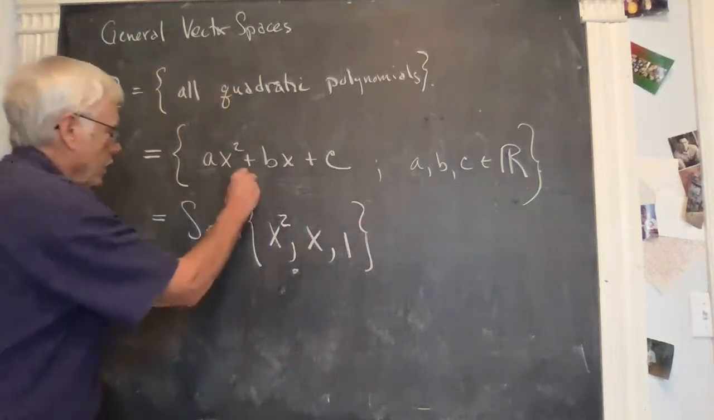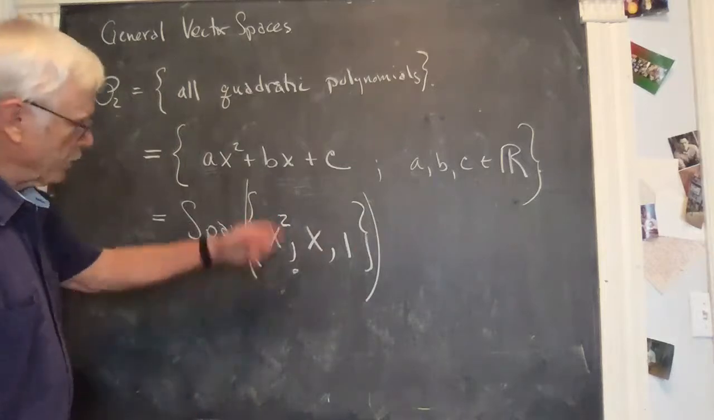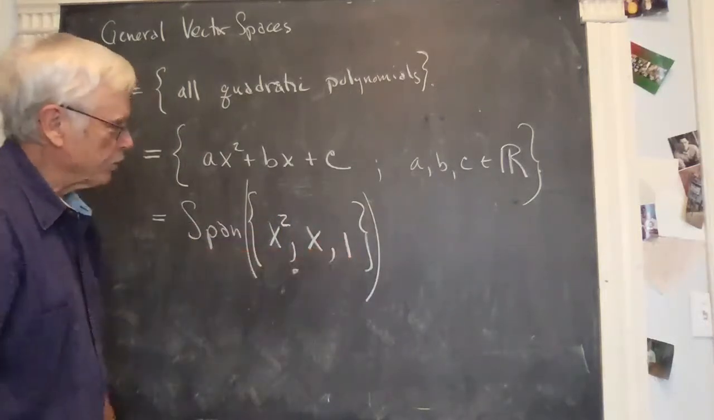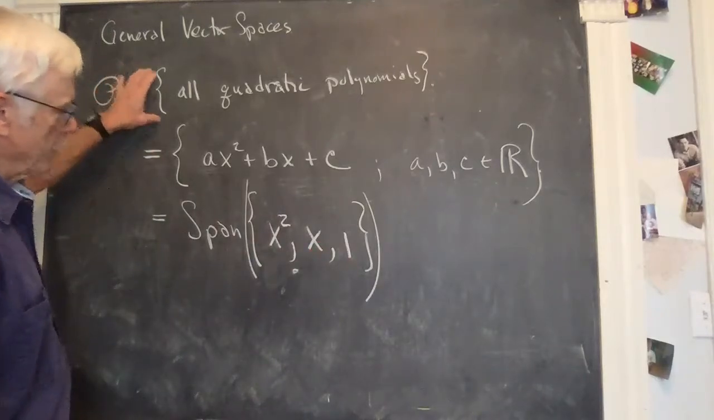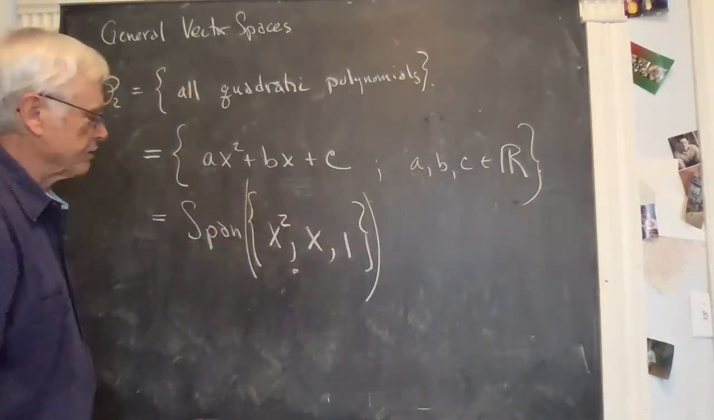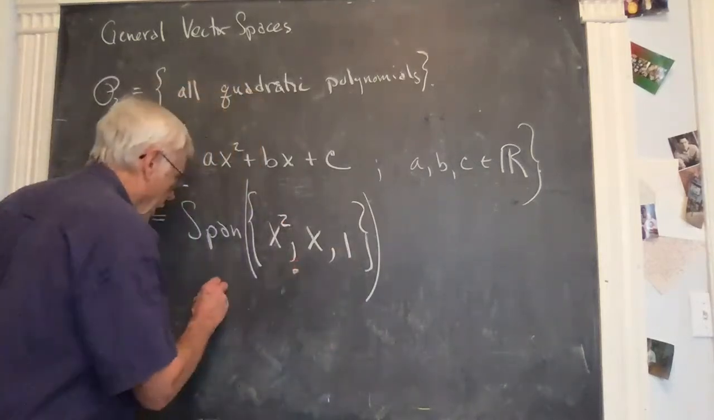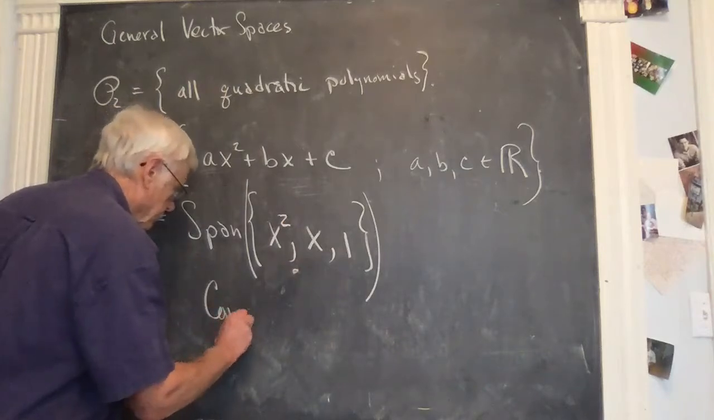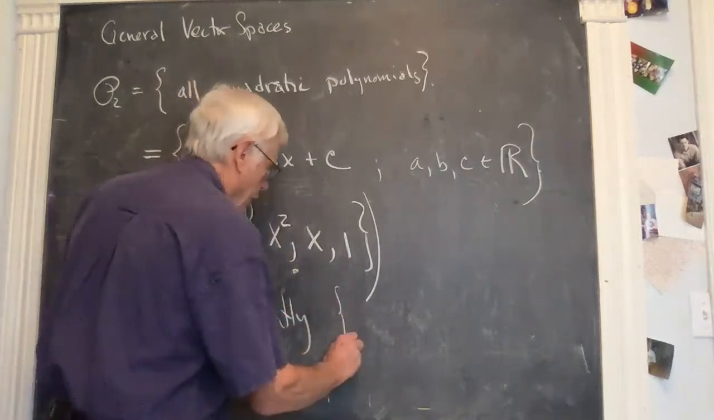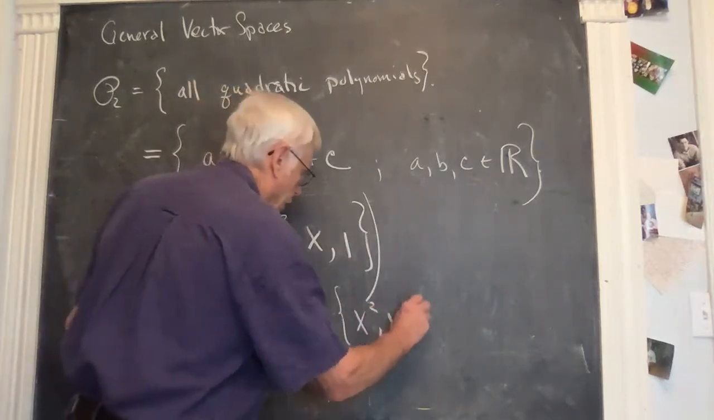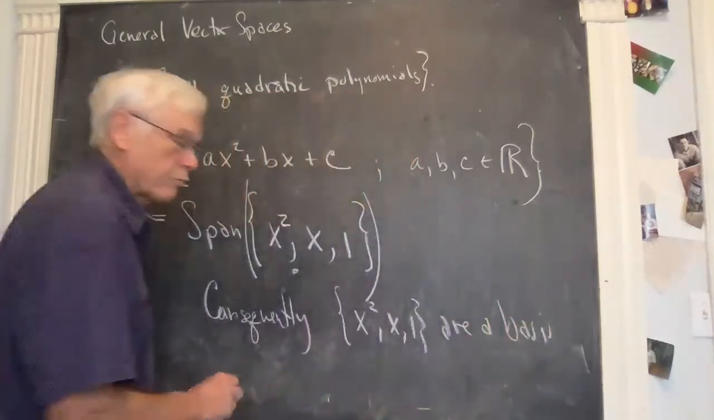So if we take the span of these, what does this mean? It means all multiples of the first plus any other multiple of the second plus any other multiple of the third, all possible multiples of these three. So you can write P2 as the span of these three. And so consequently, we might say that these three by themselves, x squared, x, and 1, are a basis for P2.